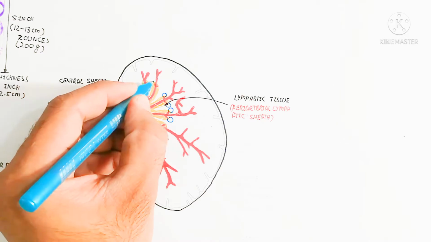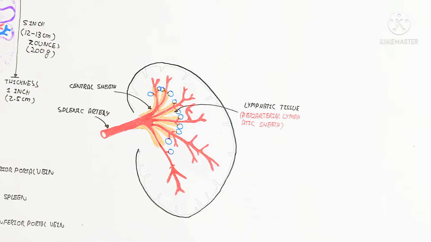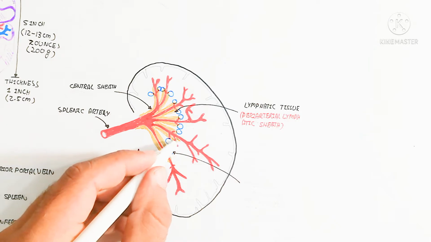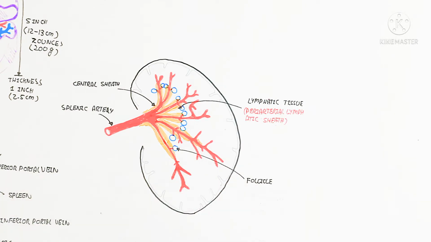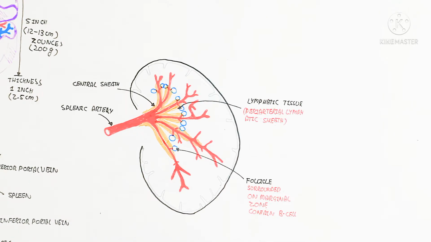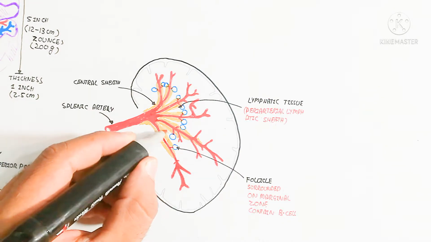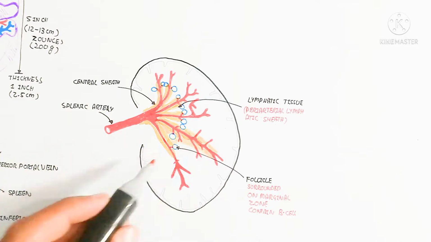The important thing here is the circular area known as the marginal zone, and it basically contains macrophages. The follicle is also present. The marginal zone is here, while here is the follicle. The follicle is surrounded by the marginal zone, which contains B cells. So the B cells are present in the follicle. The rounded shape is known as the follicle, not the marginal zone, but the marginal zone is here.